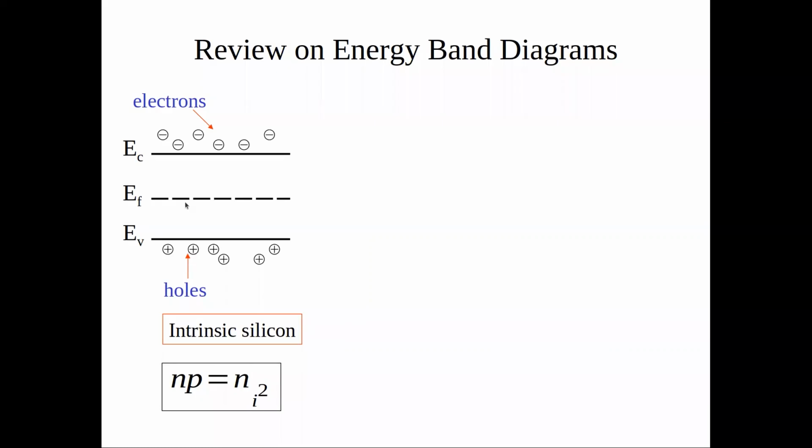And this is just from pure physics. The concentration of holes and electrons is the same, and it's equal to Ni. I think this should be Ni squared. I think the 2 went down. So the product of N and P is equal to Ni squared in intrinsic silicon.